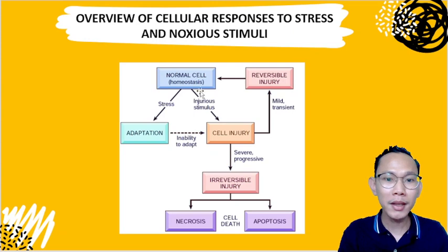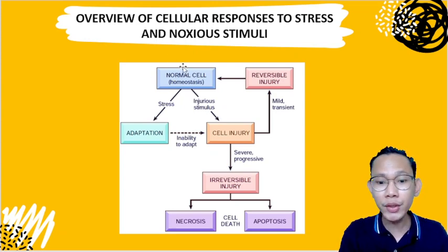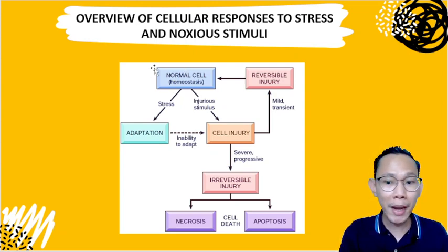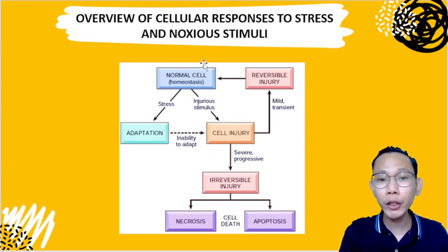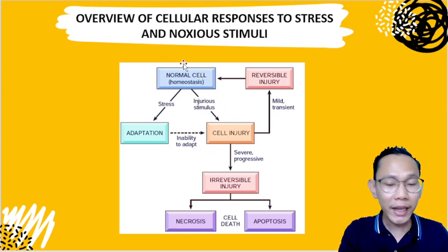This is your normal cell. Your cells actively interact with their environment. It is constantly adjusting its structures and functions to accommodate changing demands and extracellular stresses. The intracellular milieu of your cells is tightly regulated such that it remains fairly constant, a state referred to as your homeostasis. So it has to maintain an intracellular milieu. It is very much regulated para ma-maintain yung homeostasis ng ating normal cell.